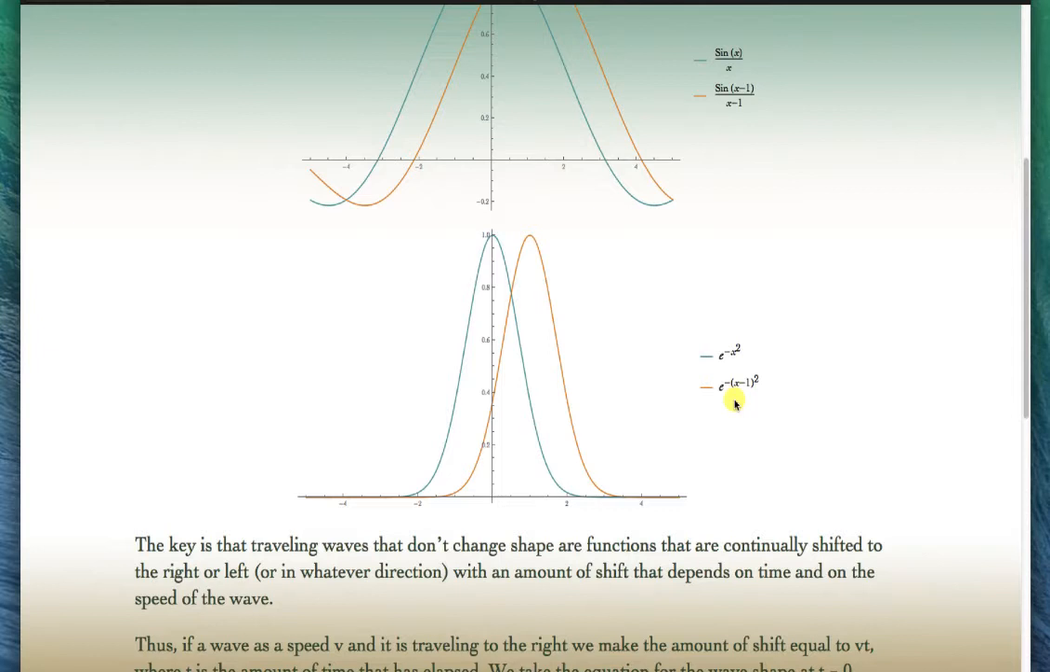So the amount of shift depends on what you put in here for that distance d, and the direction of the shift depends on whether you put a minus or a plus in there. So shifting to the right, you put a minus. Shifting to the left, you put a plus.